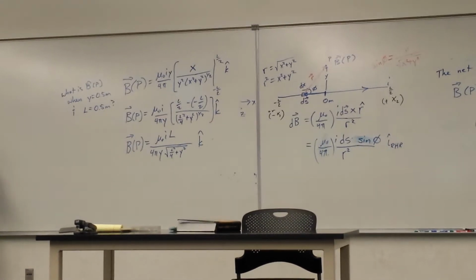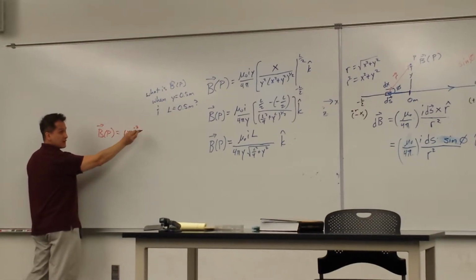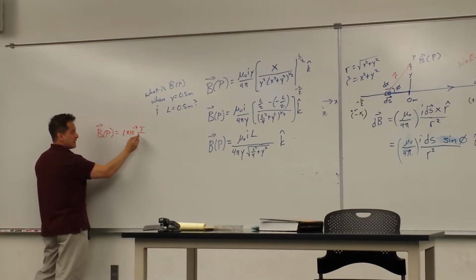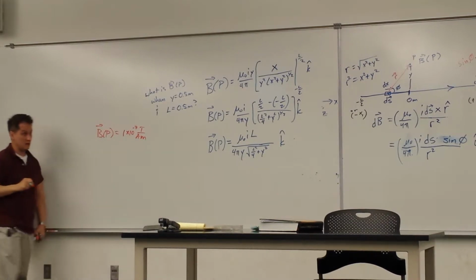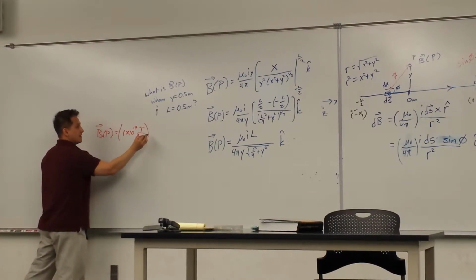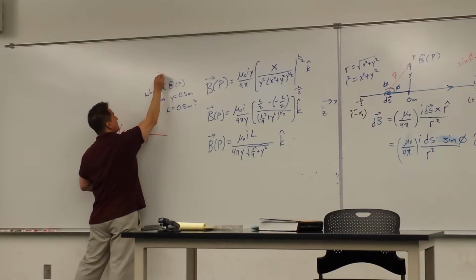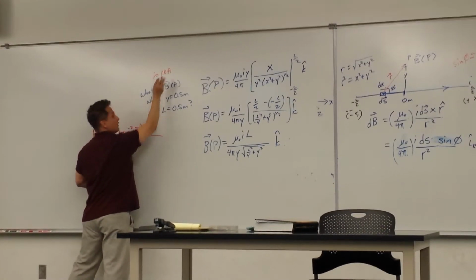For y equal to 1/2 meter, B at P would be related to, by the way, 4 pi times 10 to the negative 7th over 4 pi. That really reduces to 1 times 10 to the negative 7th Tesla meter per ampere. That's the mu part. And we have to have a value for I, so how about 1 ampere, to make our life easier.